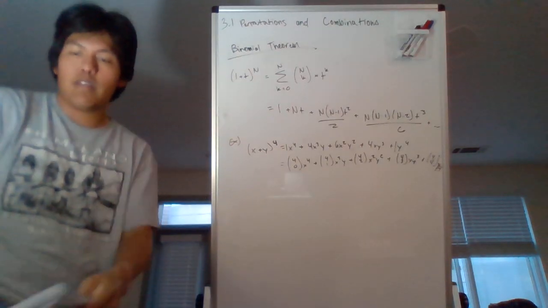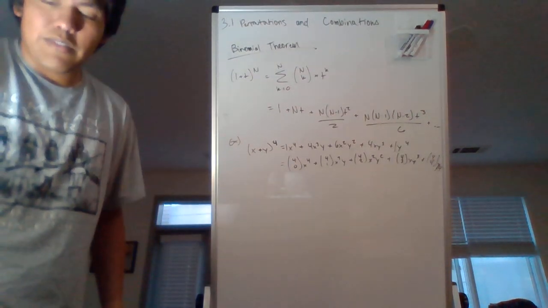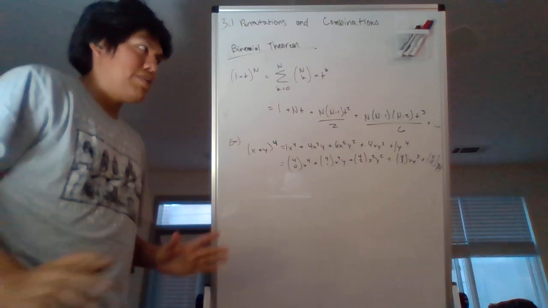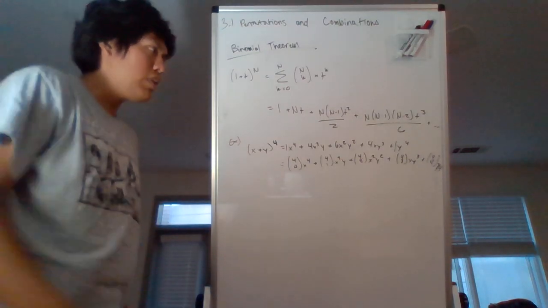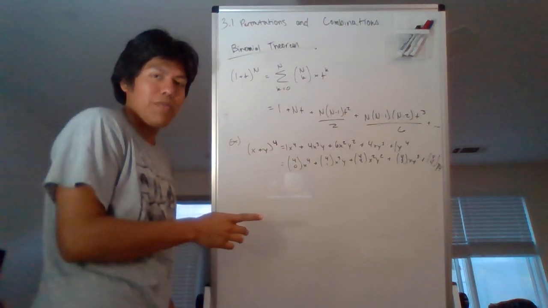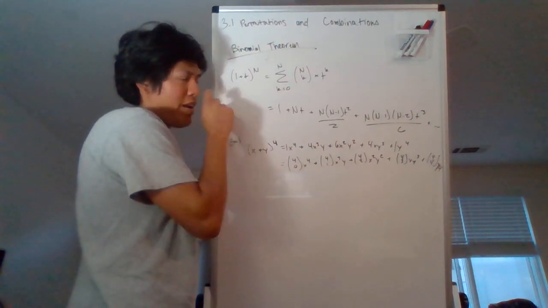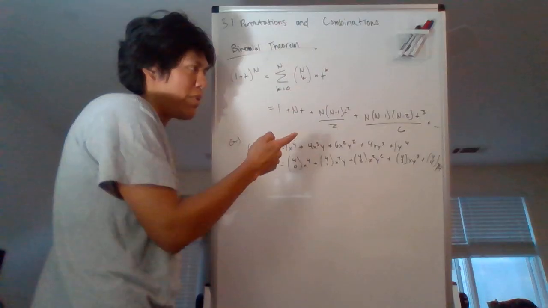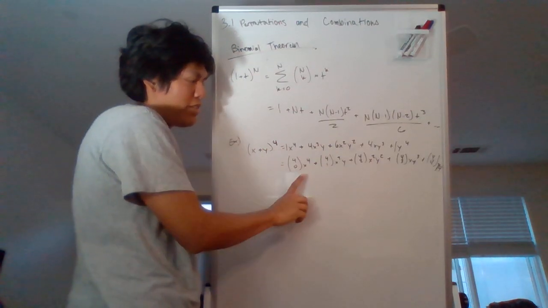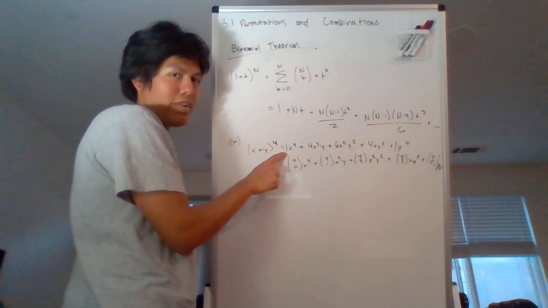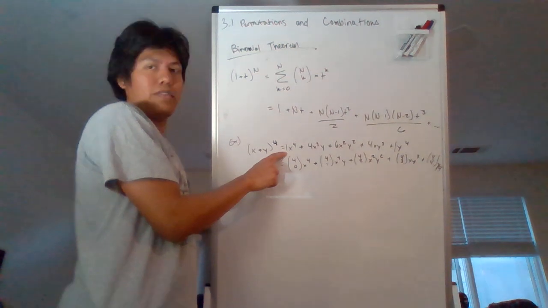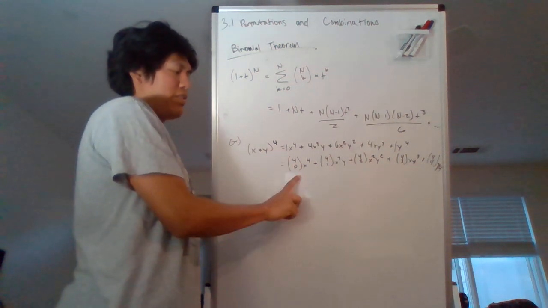So this is the way we'll use the binomial theorem in this section. Basically, in the binomial theorem, we're doing a combination equation for the coefficients. So again, that 1 that's in front of this x to the 4th is a 4 choose 0.